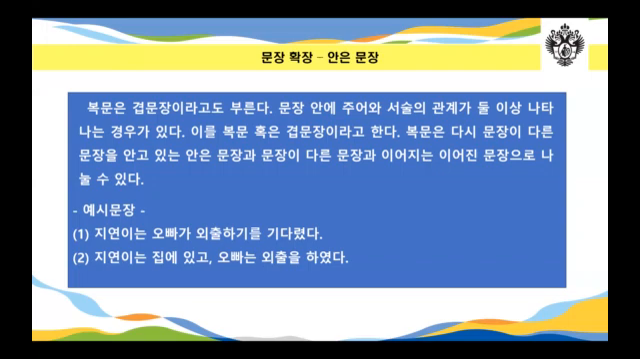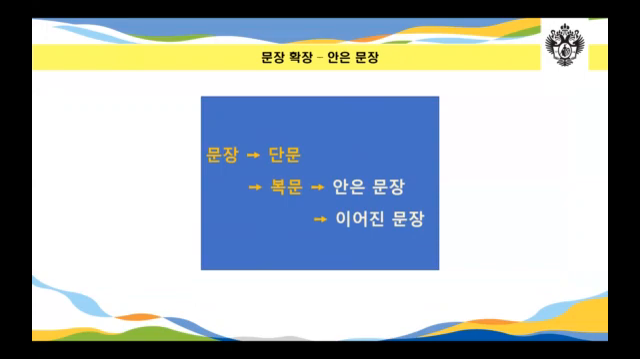The structure of these sentences is briefly summarized as follows. Okay, let's see this slide. Please see the graph. Sentence is divided into simple sentence, 단문, or complex sentence, 복문, 겹문. And then complex sentences are divided into embedded sentence, 안은 문장, or conjunctive sentence, 이어진 문장, like this. Please remember this picture. Okay, let's move on to the next page.